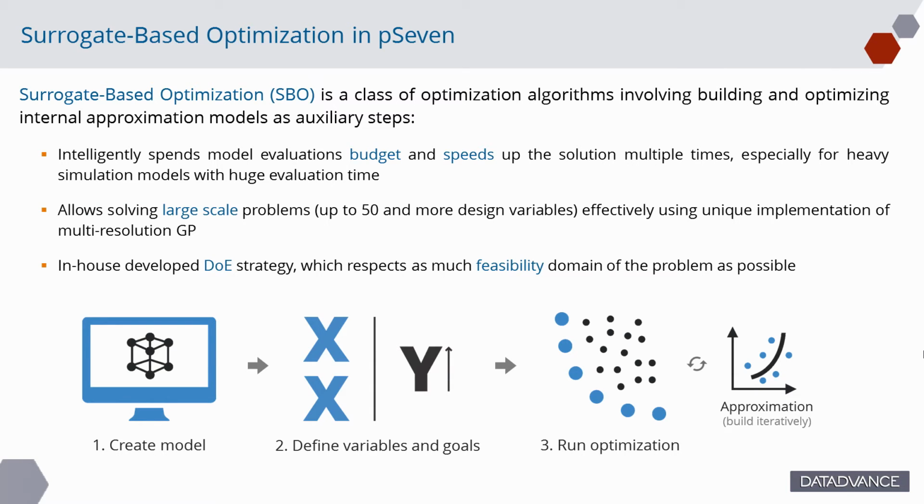Surrogate-based optimization is a special class of optimization algorithms involving building and optimizing internal approximation models as auxiliary steps. It intelligently spends the model evaluation budget and speeds up the solution multiple times, especially for heavy simulation models with huge evaluation time. It allows solving large-scale problems effectively using a unique implementation of multi-resolution GP, and an in-house developed design of experiment strategy, which respects the feasibility domain of the problem as much as possible. The family of optimization strategies based on surrogate modeling is proven to be the most effective in many engineering applications. Surrogate-based optimization in pSeven supports all types of problems, including multi-objective robust formulations.